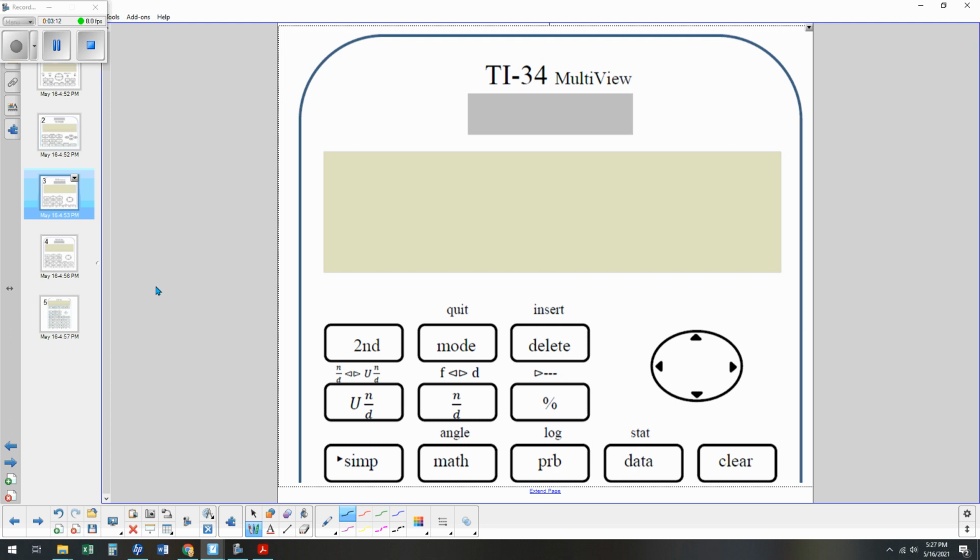The TI-34 multi-view is probably the most difficult. So first we would hit second. Then we would hit the PRB button, because above that it says log. And when we do that, we're going to get a dialog box that's going to say log and it's going to say LN. And under log, it'll give you two options, but we're going to scroll over to LN and it's going to give you two more options. It's going to give you the letters LN and it's going to give you E like that. So we would have to select the second option to get to our E button there.